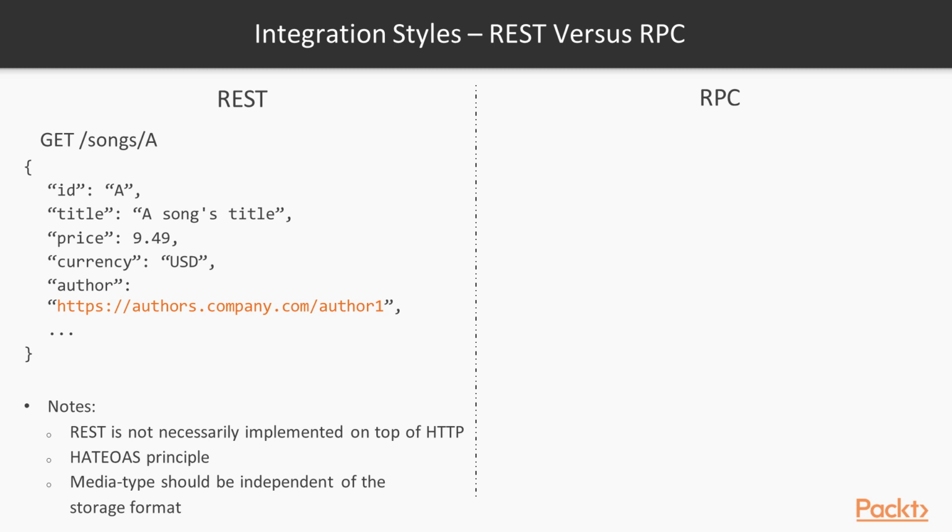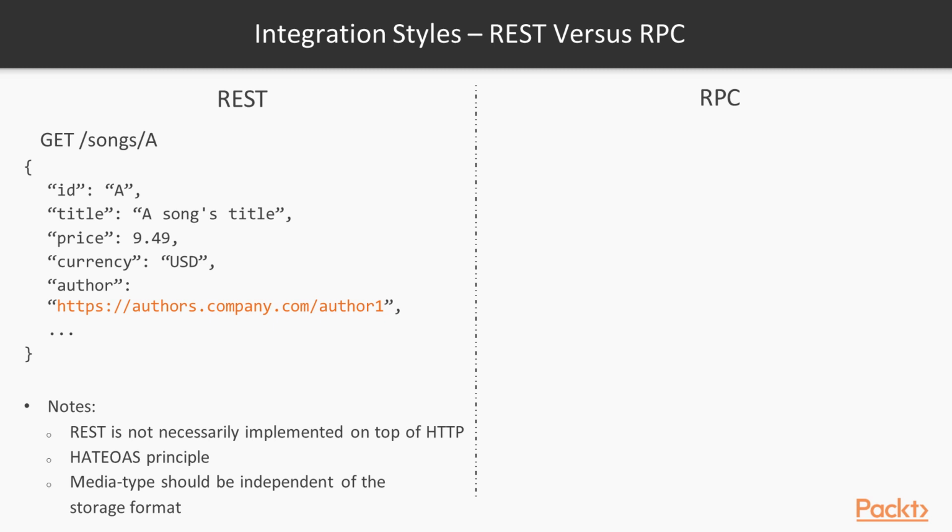In our example here, you can see that the song resource refers to the author of a song via a URL, which could be resolved by another service. Last but not least, the media type that's used in the response should be independent of how data is stored physically to avoid coupling. RPC, which stands for Remote Procedure Call, takes a different approach.